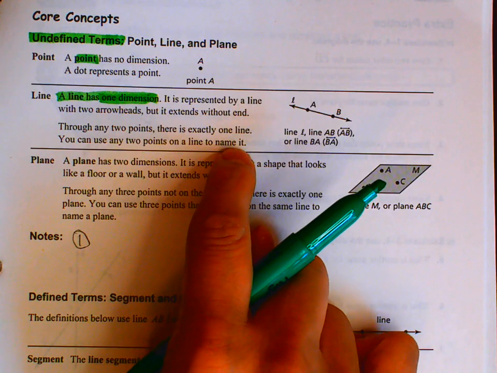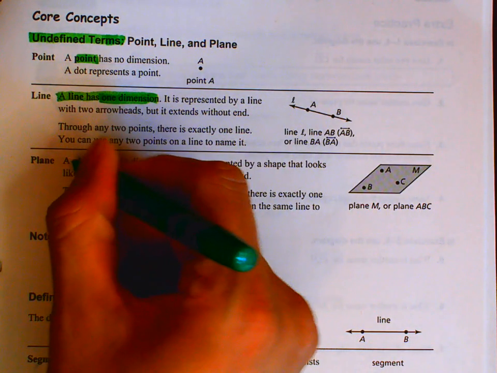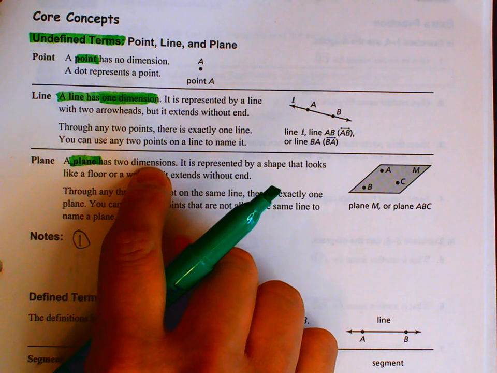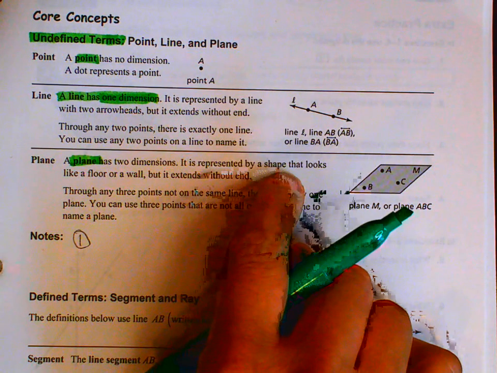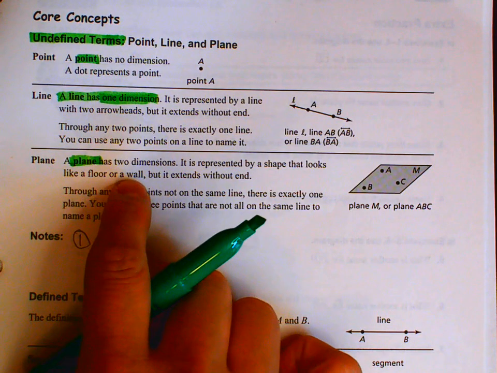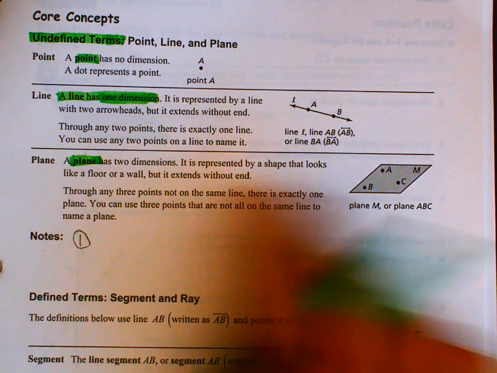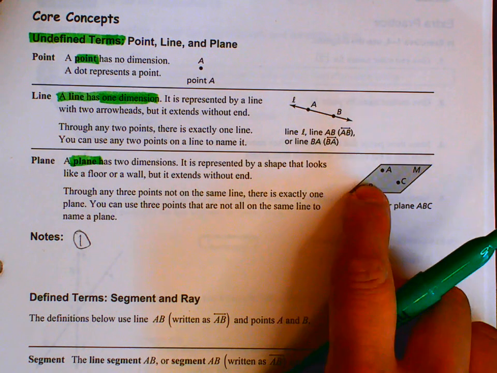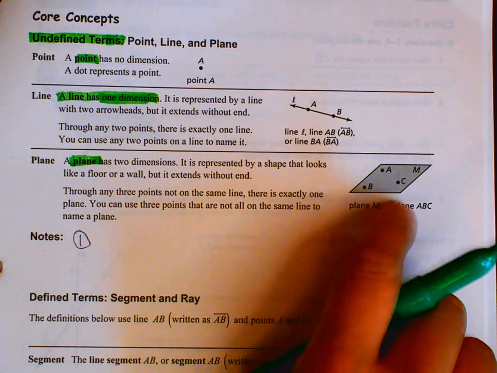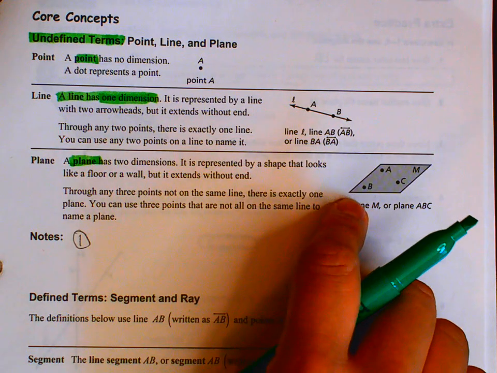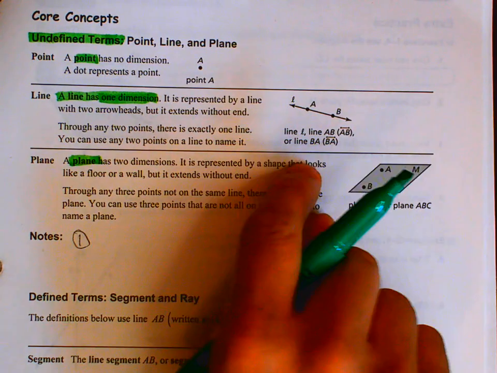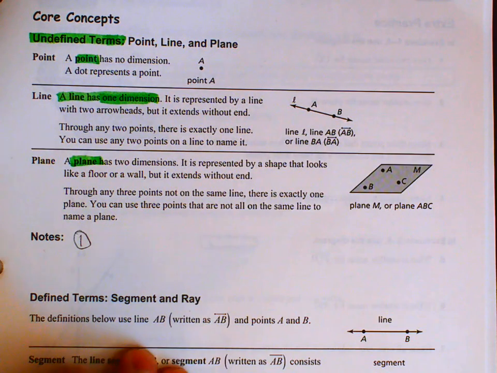The next thing we have is a plane. A plane is a 2-dimensional figure. It is represented by a shape that looks like a floor or a wall, but it extends without end. Now, if you look at this diagram, it looks like a parallelogram. And parallelograms actually have finite distances, but the plane is infinite, meaning that the surface of this plane extends to the left, to the right, to the top, and to the bottom. And we're going to talk about naming planes in just a bit.